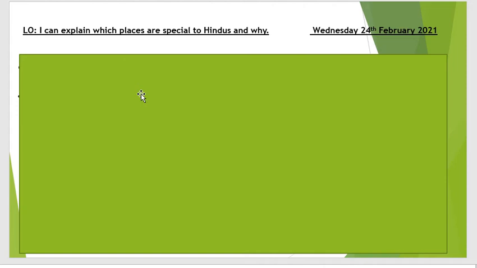So turn to a clean page in your exercise book, please, year 5 and 6, or find a clean, neat piece of paper. And you'll need to start by writing our learning objective for today at the top of your piece of paper or in your book and today's date. So our learning objective is LO: I can explain which places are special to Hindus and why. And then I've written Wednesday the 24th of February as the date.